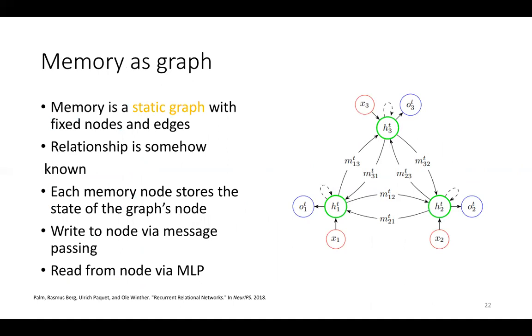One way to implement the ideas is to implement the memories as a graph. Using a graph, memory is a static graph with fixed nodes and edges, and the relationship is clearly encoded in the edges of the graph. But in this case, because the memory is static, you somehow know beforehand what the relationship is. Each memory slot or memory node stores the state of the graph node. You can perform the writing to the memory using message passing or graph attention or any mechanism, and you can read from the node using a multi-layer or feed-forward neural network.